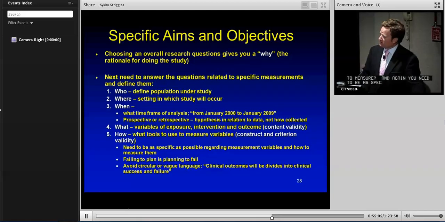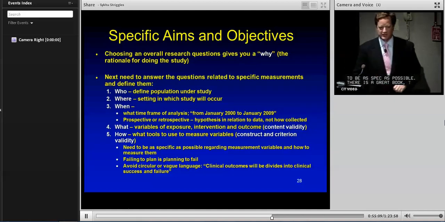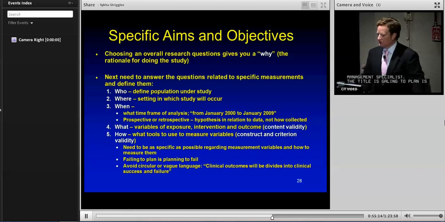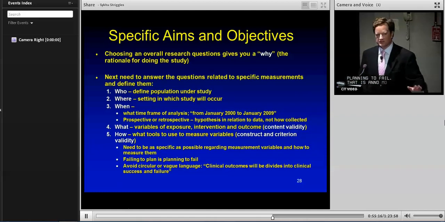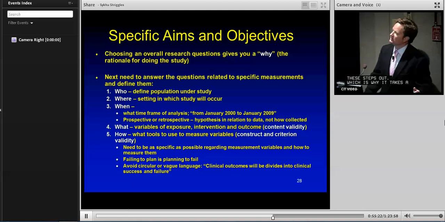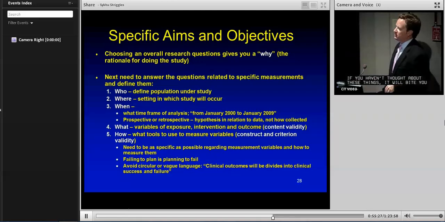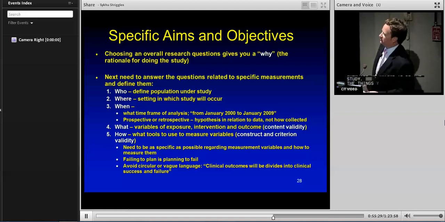There's a great book written by a guy who's a time management specialist, and the title of his book is Failing to Plan is Planning to Fail. And that is no more true than in research, where you have to really plan all these steps out in advance, which is why it takes a lot of effort in the planning stage, because if you haven't thought about these things, believe me, it'll bite you when you're trying to do the study. And the things you really want to avoid are circular or vague language.